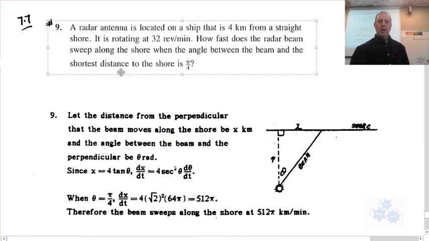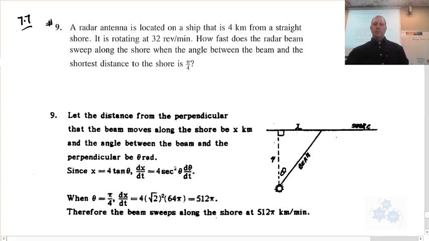So a radar antenna is located on a ship that is 4 kilometers from a straight shore. So we've got a straight shore here. Oops, let me get my highlighter out. We've got a straight shore. There's the shore. And the antenna on a ship is located 4 kilometers right here from the shore. Here's the ship. That's the antenna. And we have 4 kilometers.